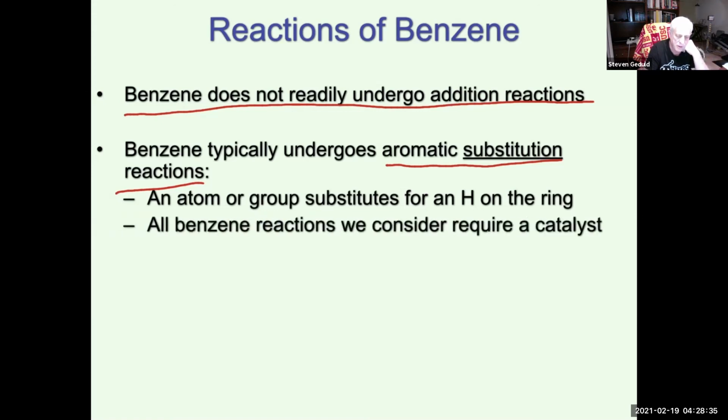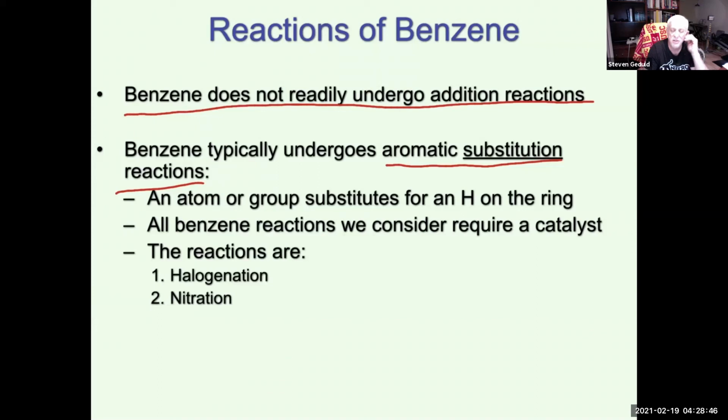Okay. All benzene reactions require a catalyst because benzene is very stable. The reactions are halogenation, where we can add a halogen to benzene. Nitration, we add a nitro group. And sulfonation, where we add a sulfate group. Those are the 3 reactions we're going to deal with for benzene.